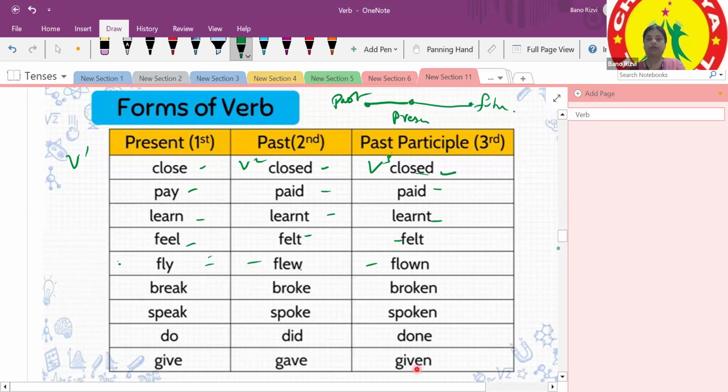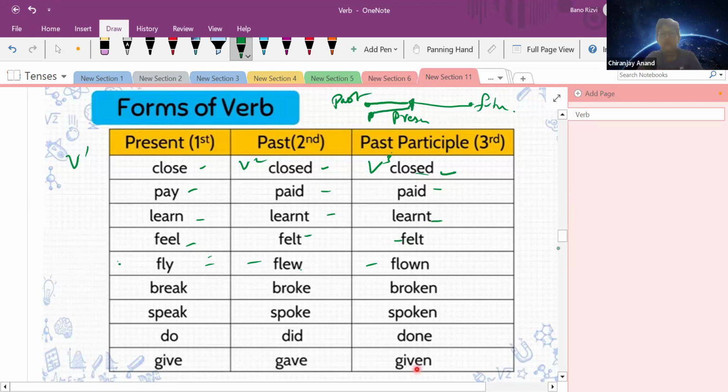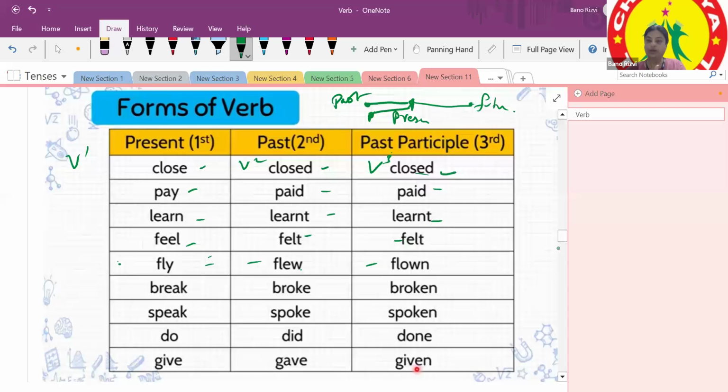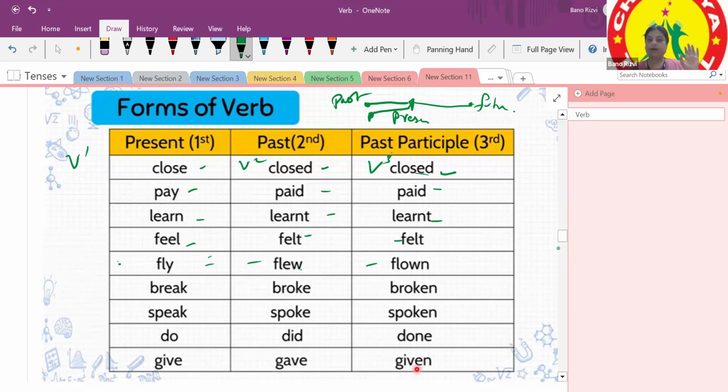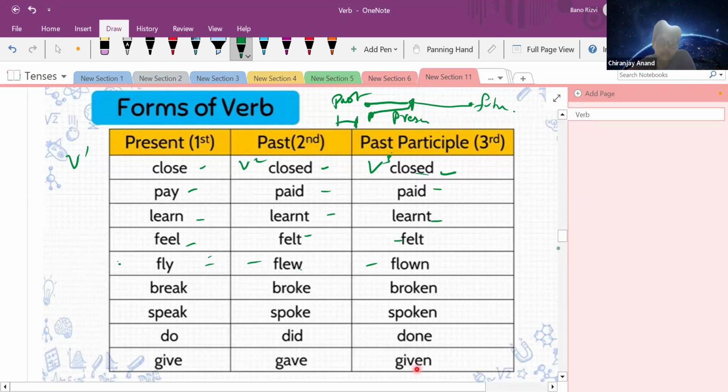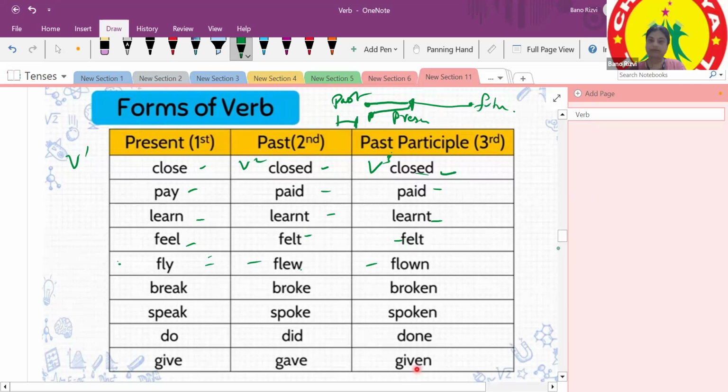Now, the past participle is when something has happened, started in the past, and has ended in the present. Has broken means the stick has broken; at present it is broken. When I say he broke the stick, he broke it somewhere in the past, and in the present it is already broken. So the action happened from the past and has ended in the present. That is the past participle. You understand? Yes, ma'am.